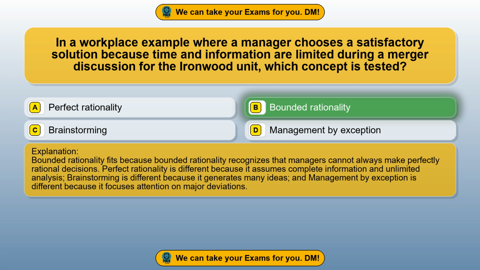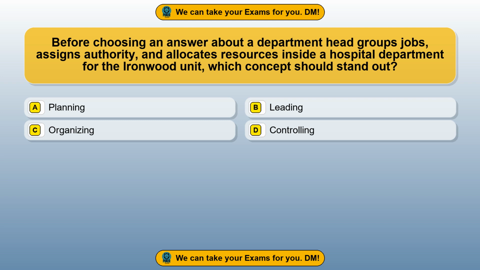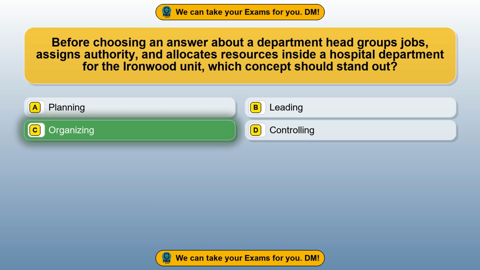Question 6. Before choosing an answer about a department head who groups jobs, assigns authority, and allocates resources inside a hospital department for the Ironwood unit, which concept should stand out? Option A. Planning. Option B. Leading. Option C. Organizing. Option D. Controlling. The correct answer is option C.